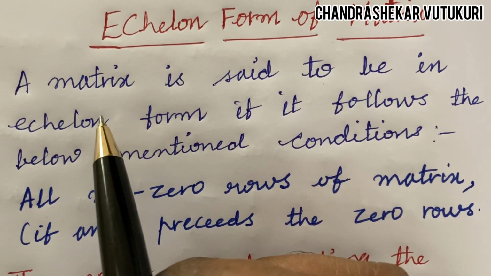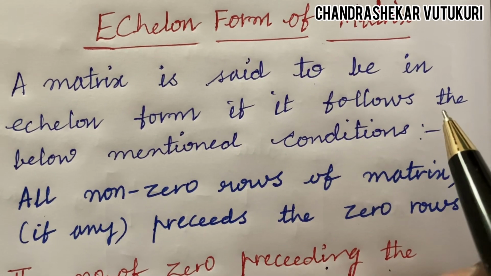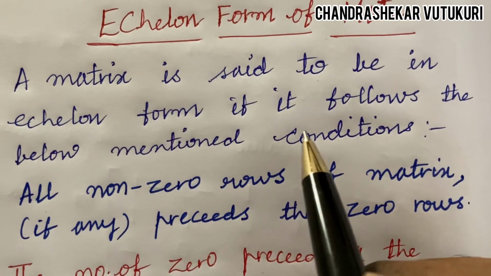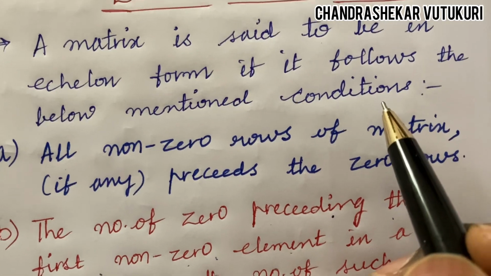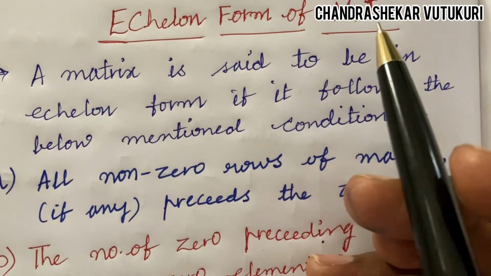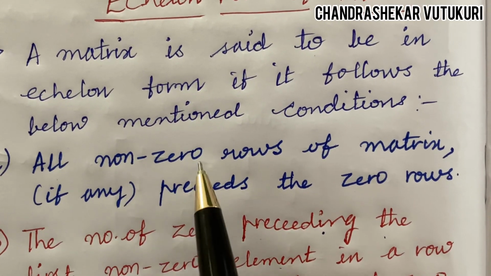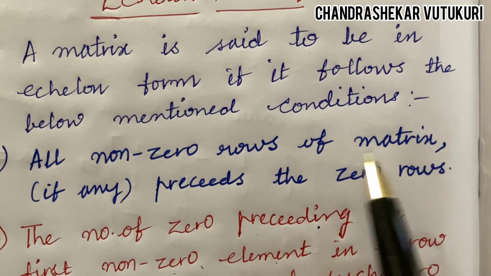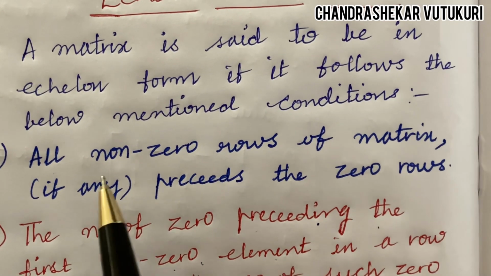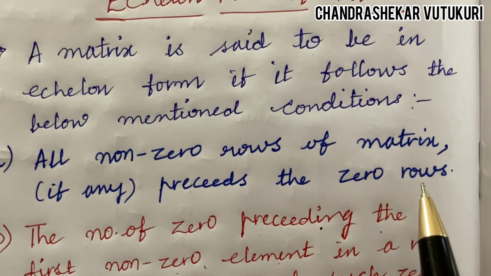Let's look at this. A matrix is said to be in an echelon form if it follows the below mentioned conditions. So what are the conditions it needs to satisfy to be said to be an echelon form of a matrix? The first and foremost condition is that all non-zero rows of a matrix precede the zero rows. All the non-zero rows of a matrix precede the zero rows.